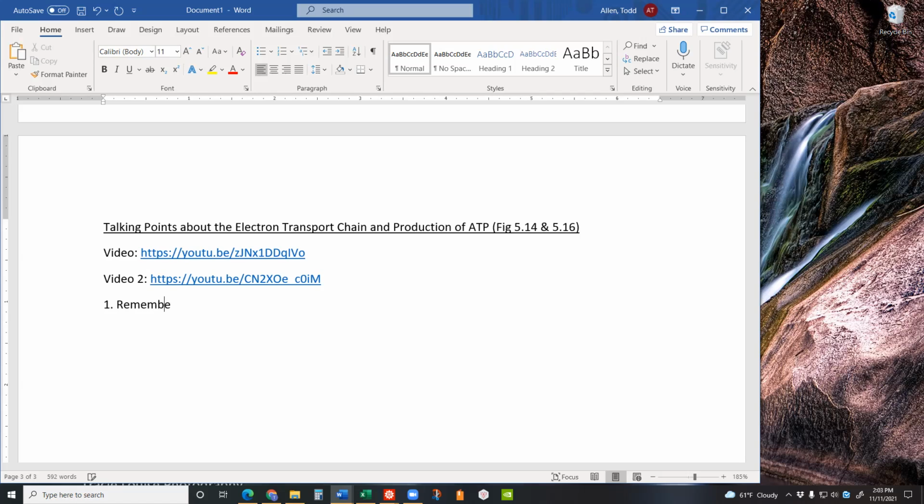Okay, so a couple ideas come out here. Remember that when I say electron transport chain, I'm just going to abbreviate that ETC to make it shorter. ETC is the electron transport chain. Remember, the ETC takes place in eukaryotic cells in the inner mitochondrial membrane. That's the physical location where this is taking place.